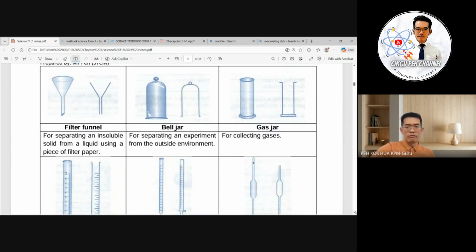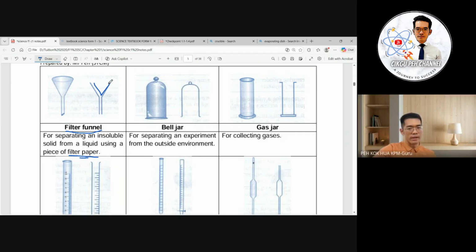Okay, so the first will be filter funnel. Filter funnel, 漏斗, 叫漏斗啊. Okay, so for separating an insoluble solid from the liquid using filter paper. I think this separation you also learn at primary school, right? Using the filter paper placed inside the filter funnel.